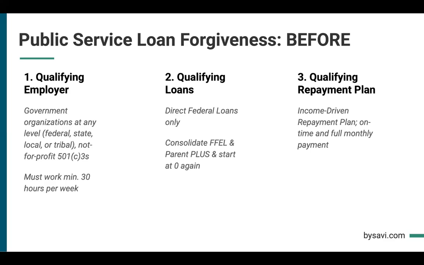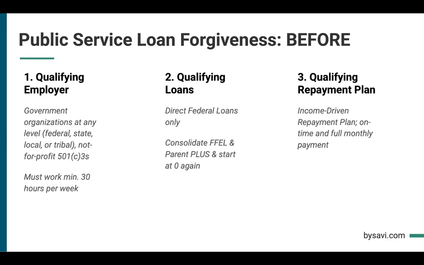The other thing, and last part here, is qualifying repayment plan. So not only did you have to have a qualifying loan type, a direct loan, but you needed to be repaying that loan on a qualifying repayment plan. And the only repayment plans that qualified were what are called income-driven repayment plans, or IDR. There are a few different types of income-driven repayment plans, it didn't matter which one, but you needed to make that payment on time and for the full monthly amount on an income-driven repayment plan.